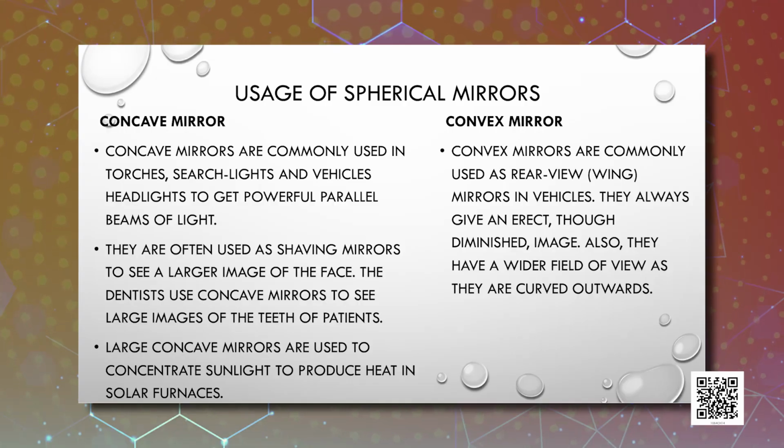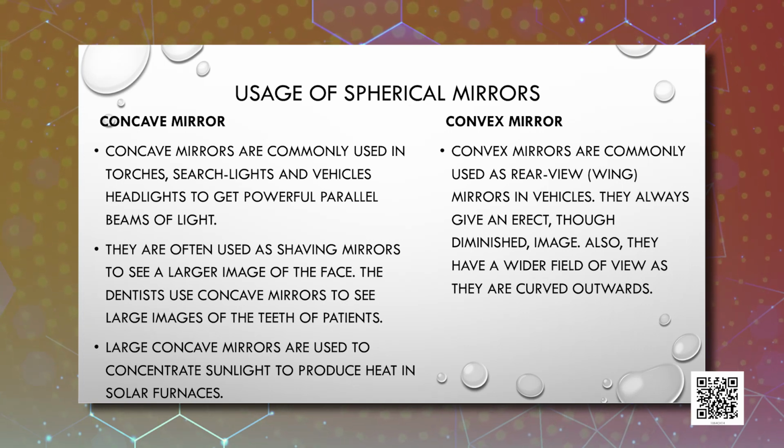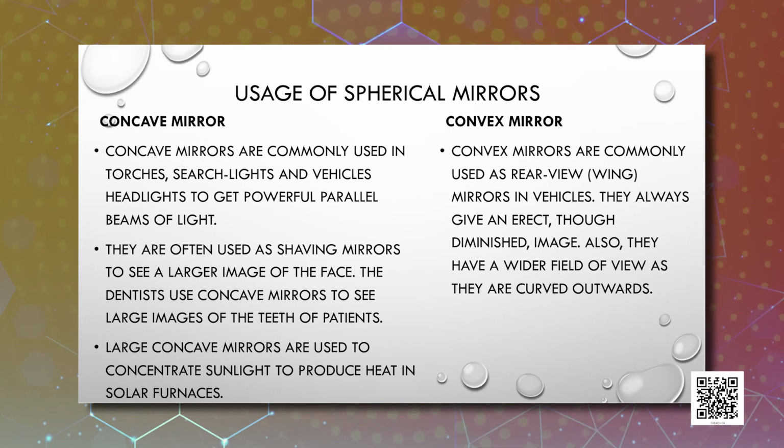Now let us move over to the uses of spherical mirrors. Concave mirrors are commonly used in torches, searchlights and vehicle headlights to get a powerful parallel beam of light. They are often used as shaving mirrors to see a larger image of the face. Dentists use concave mirrors to see large images of the teeth of patients. Large concave mirrors are used to concentrate sunlight in order to produce heat in solar furnaces.